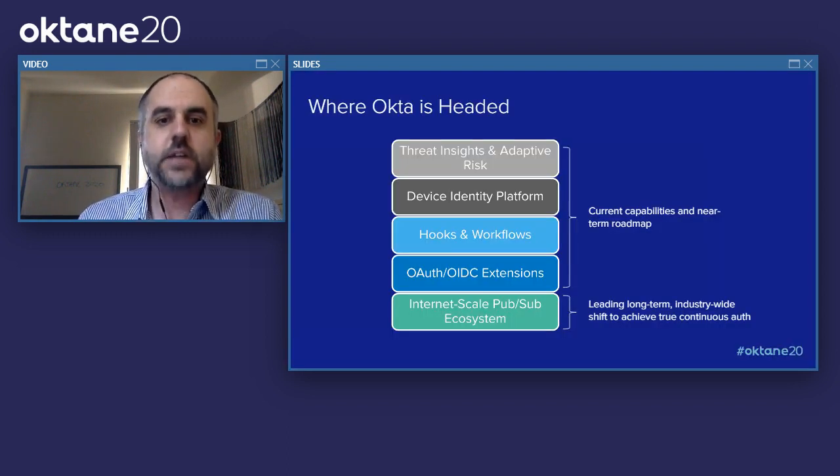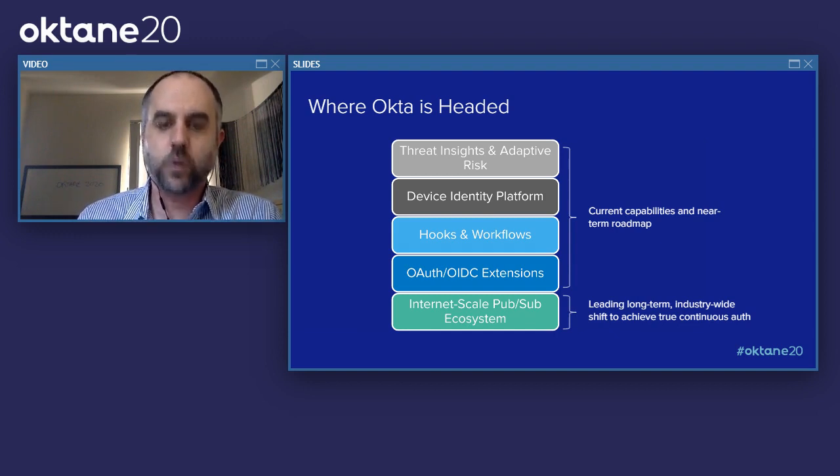And finally, where is Okta headed? Our roadmap today is focused initially on improving continuous authentication, providing adaptive risk-based authentication to increase assurance of the user over time. We launched at Oktane 2020 our device identity platform, Okta FastPass, the ability to integrate device context into authentication and access control decisions and deploy that across managed or BYOD profiles.